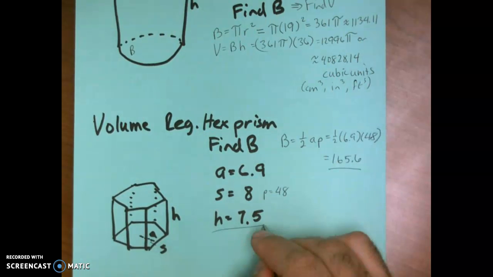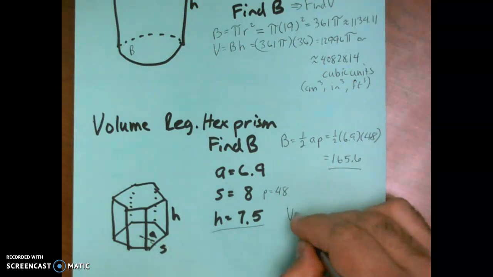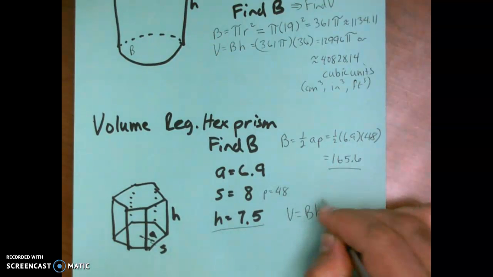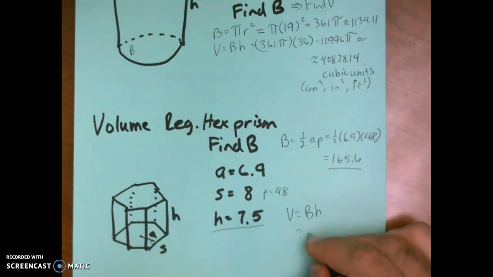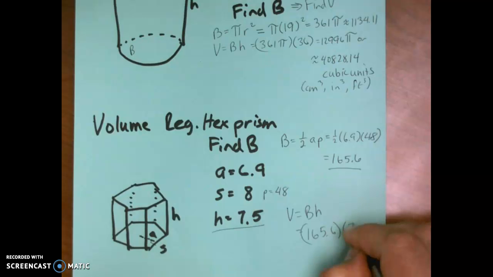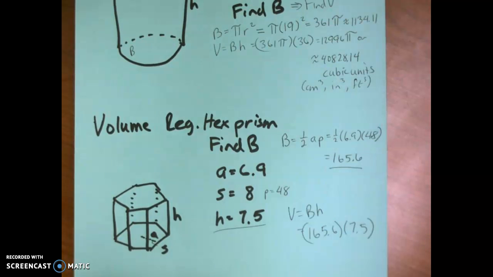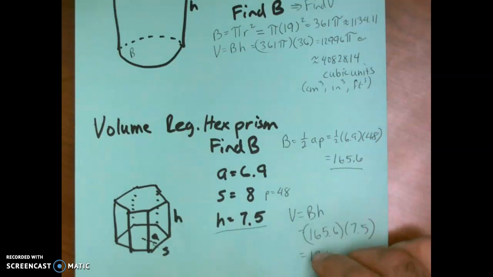Couple that with my height here. V is equal to BH, which in this case is simply 165.6 times 7.5, which comes out to 1,242. Okay, and again, that's units cubed.